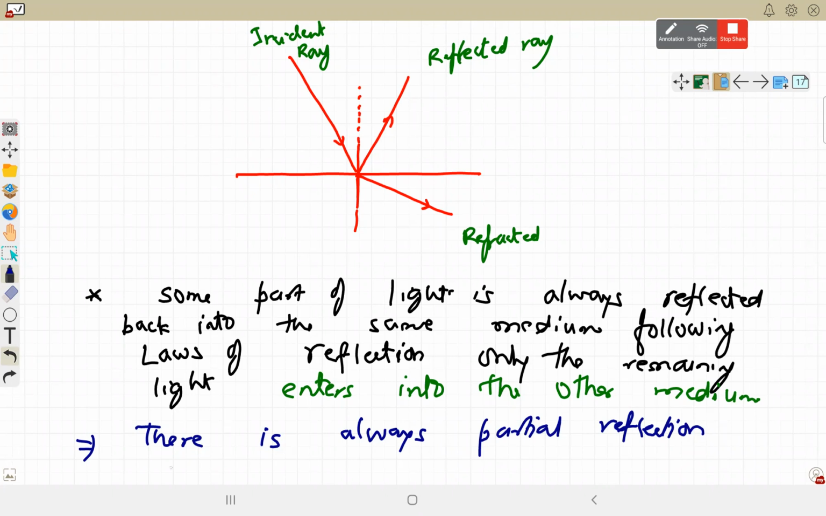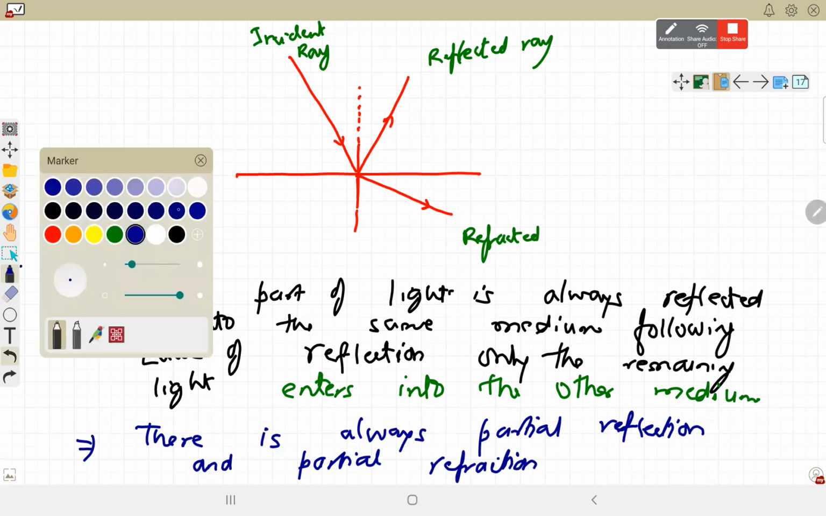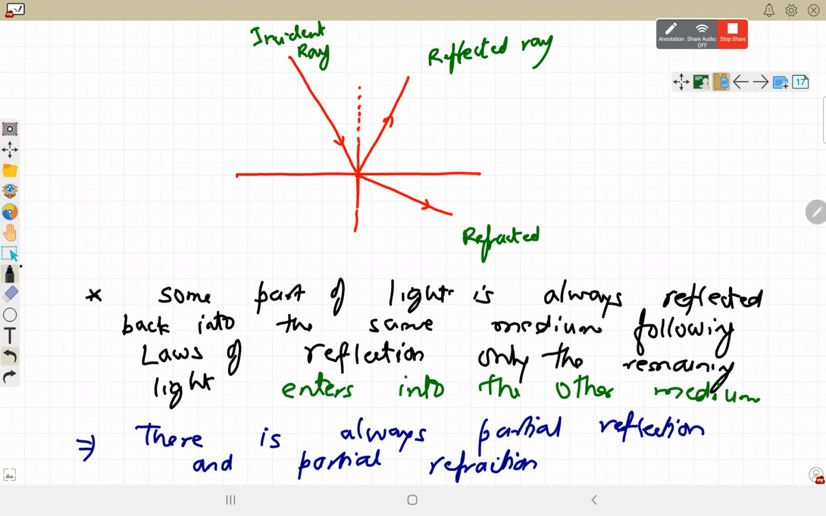There is always partial reflection and partial refraction. 100% refraction is not possible. 100% reflection is possible somehow, and that also we will see, called total internal reflection. Another result of this is that light intensity will be reduced. So the intensity of the light which is transmitted is always less than the incident light.